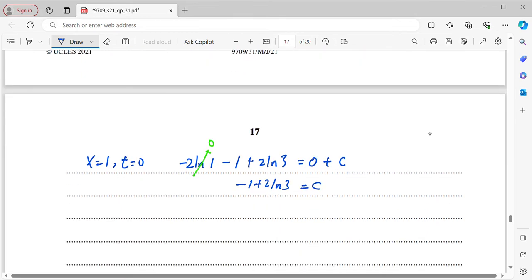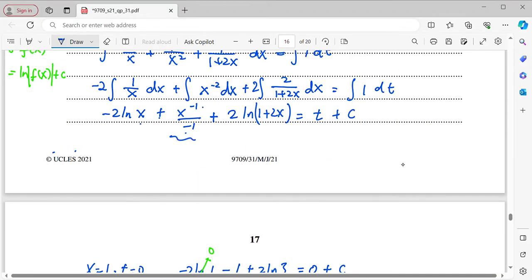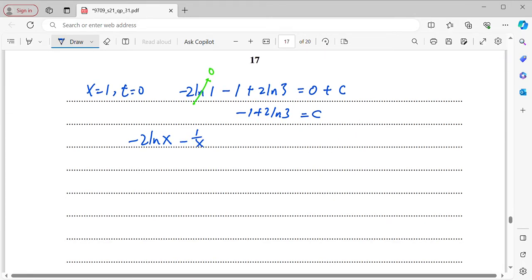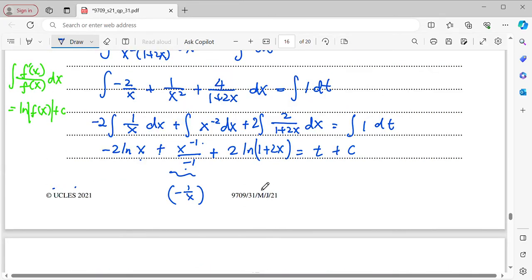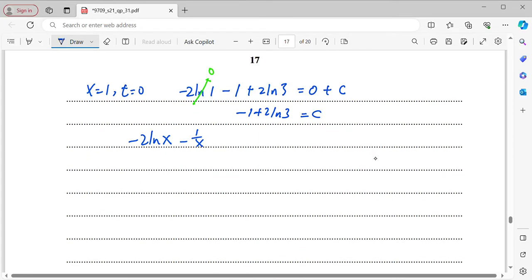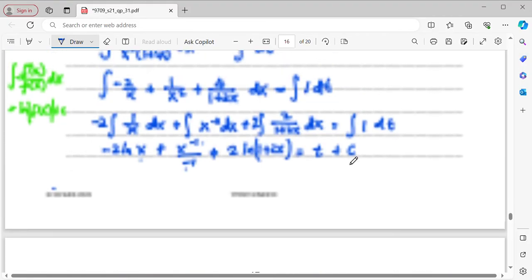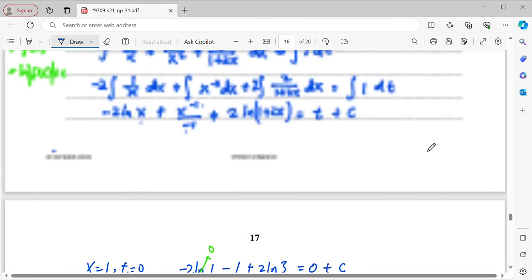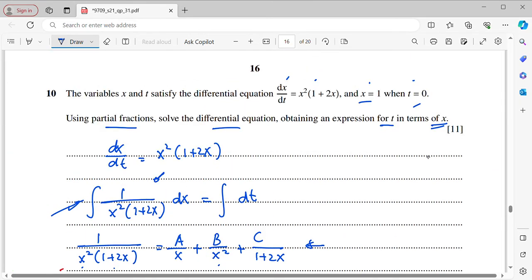Now rewrite minus 2 ln x. As I've mentioned just now, this is basically negative 1 over x. So negative 1 over x plus 2 ln 1 plus 2x equals t plus c. And then the question says, get the expression for t in terms of x. Means that t is the subject.